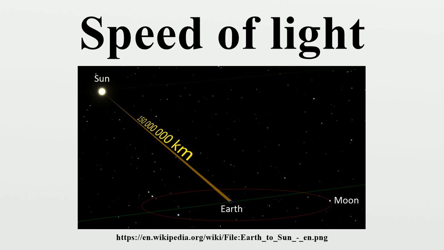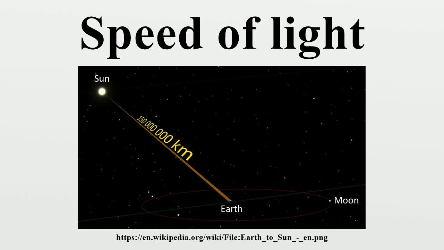After centuries of increasingly precise measurements, in 1975 the speed of light was known to be 299,792,458 meters per second with a measurement uncertainty of 4 parts per billion.